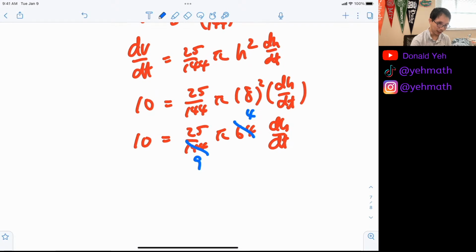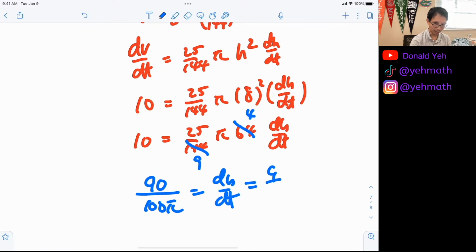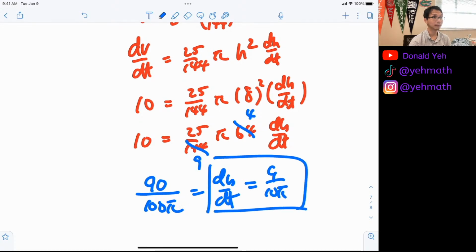So if I multiply 9 over, it's going to be 90. And 100 pi on the bottom. And equal to dh/dt. Which is 9 over 10 pi. Voila! Ta-da!